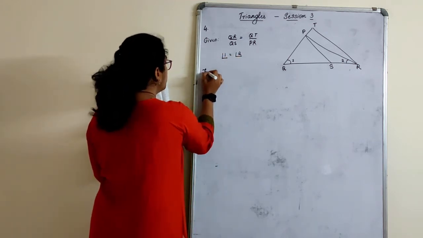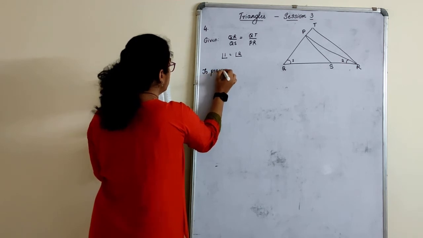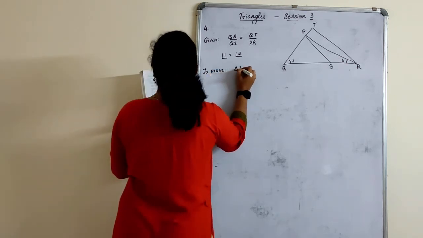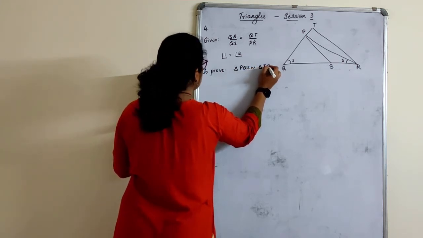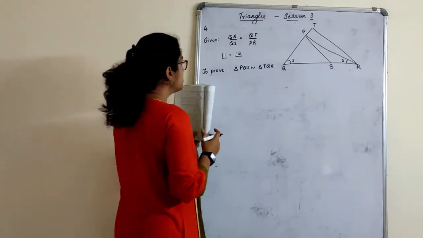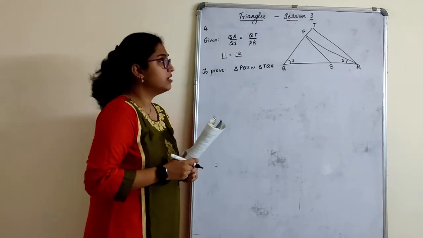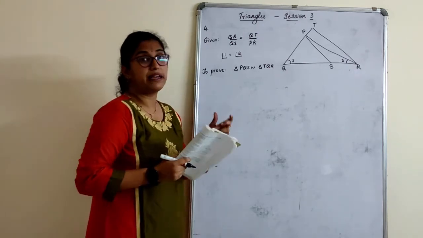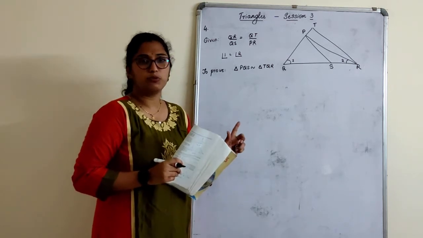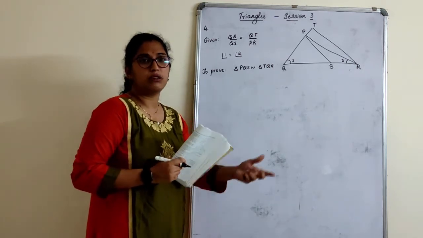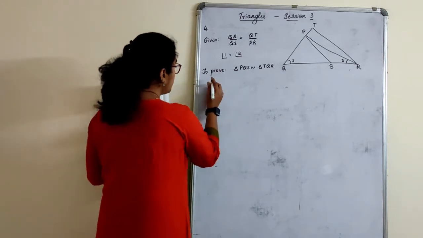What we have to prove is that triangle PQS is similar to triangle TQR. That means we have to prove the sides are proportional, and we need to see by which criteria. Triangles to be proved as similar means some criteria to be used: proportional sides, angles, or only angles. Let us see that. Proof.